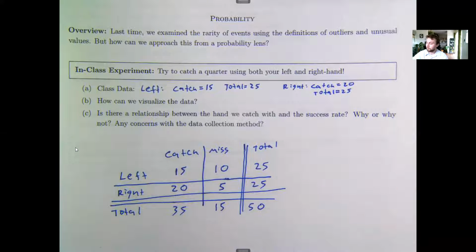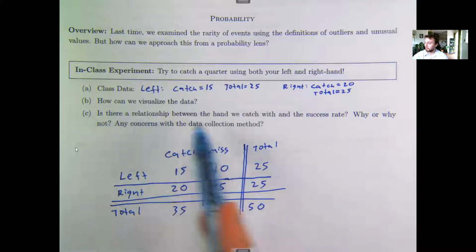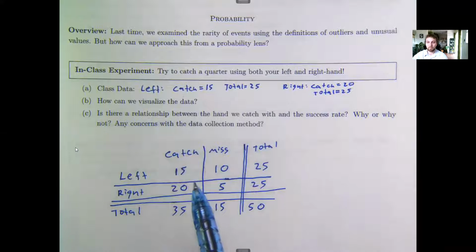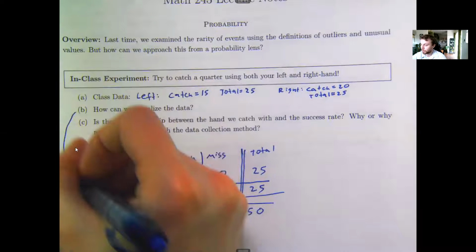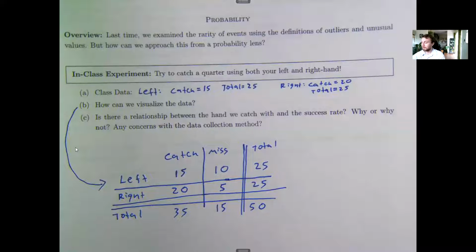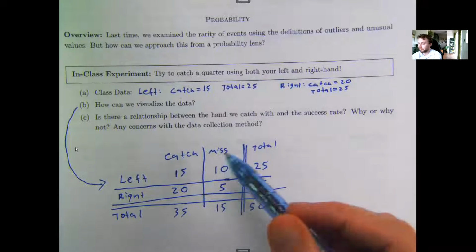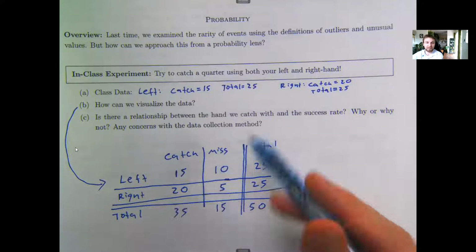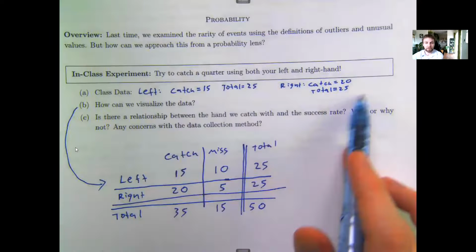This still doesn't help me answer this last question here of looking at the relationship between my catch rate and the hand that we used, though. And I want to understand this table a little bit better before we try to answer question C here. I even want to give this table a name because this gives me a lot of really nice combinations that I didn't have with my original data.